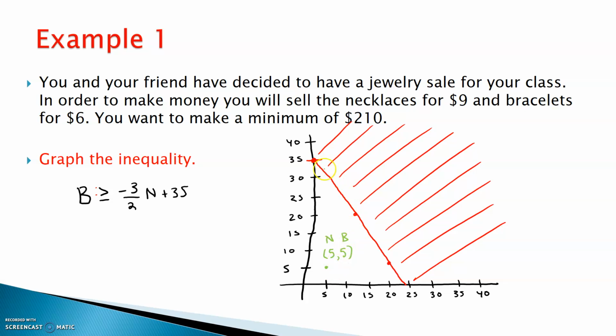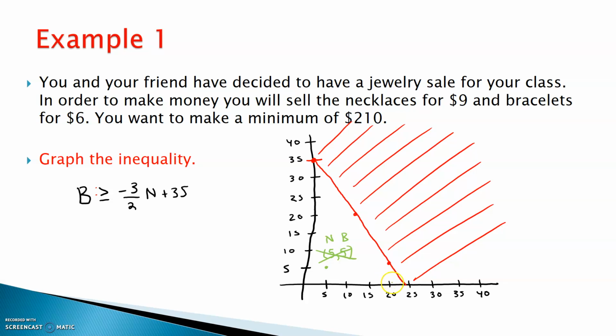No, look how far away we are from this line. This is where I want to be. So again, 5 necklaces and 5 bracelets, I'm not even going to come close to the $210. So that would not be a solution. Okay. So what would be things like a solution?